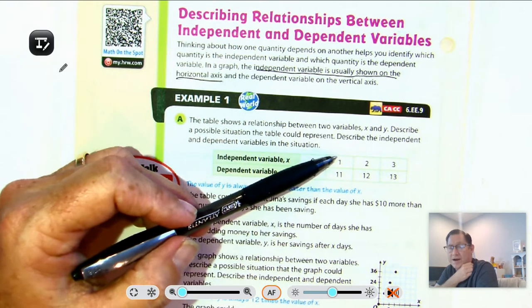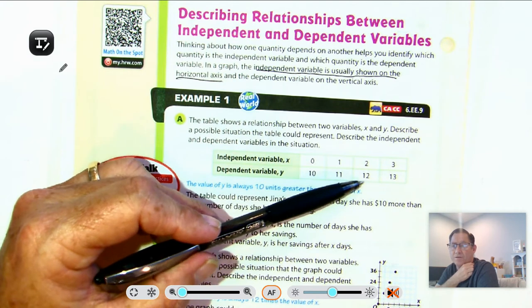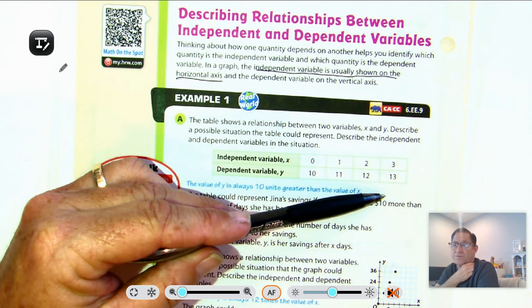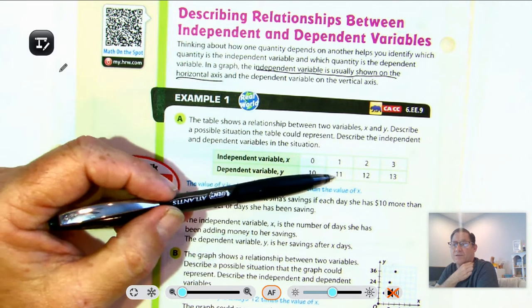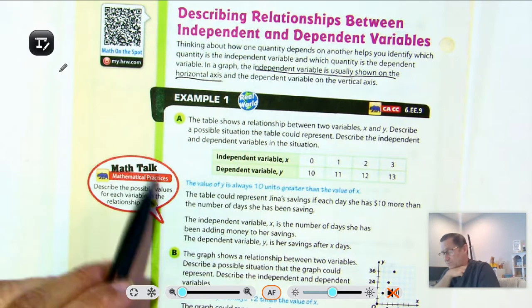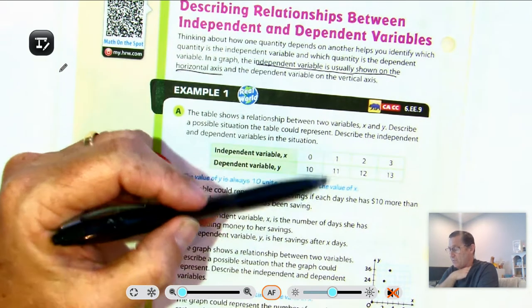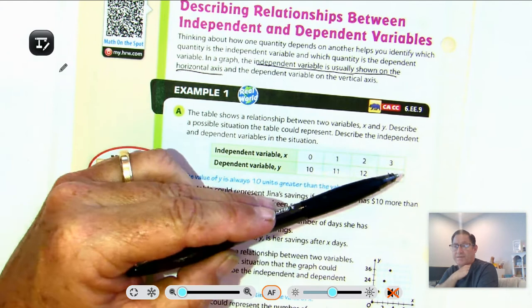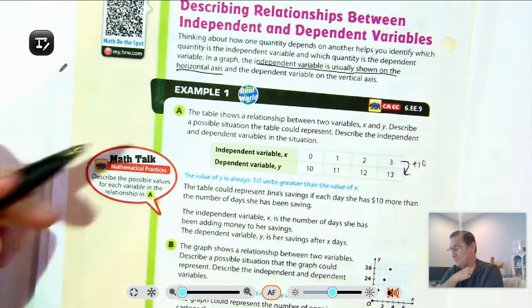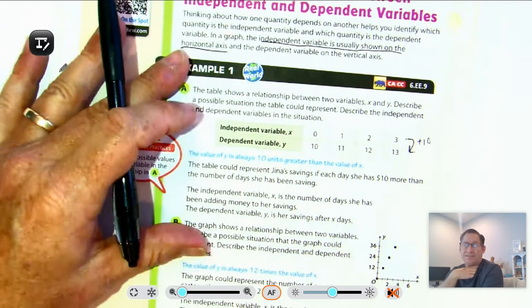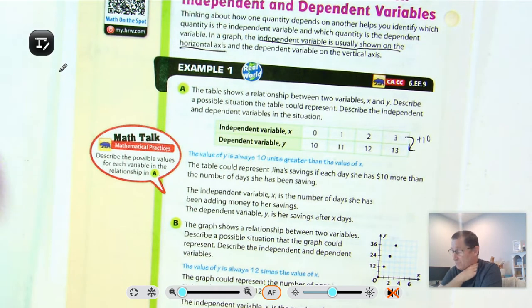If you want to rent the raft for an hour, it's going to cost you $11. If you rent the raft for 2 hours, it's going to cost you $12. If you rent it for 3 hours, it's going to cost you $13. So basically, it's the cost to get the raft plus one. So the value of y is always 10 units greater than the value of x, right? 10 plus 1, 11. 10 plus 2, 12. 10 plus 3, 13. So we could say plus 10. So the table could represent Gina's savings if each day she has $10 more than the number of days she's been saving. All right, that's true.